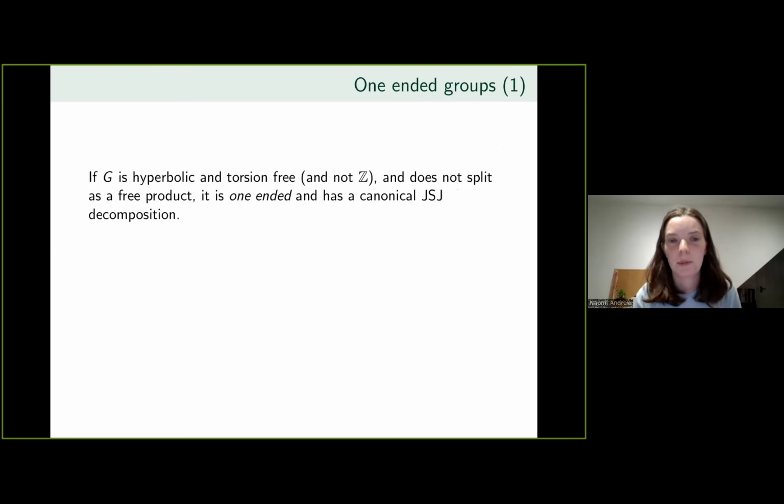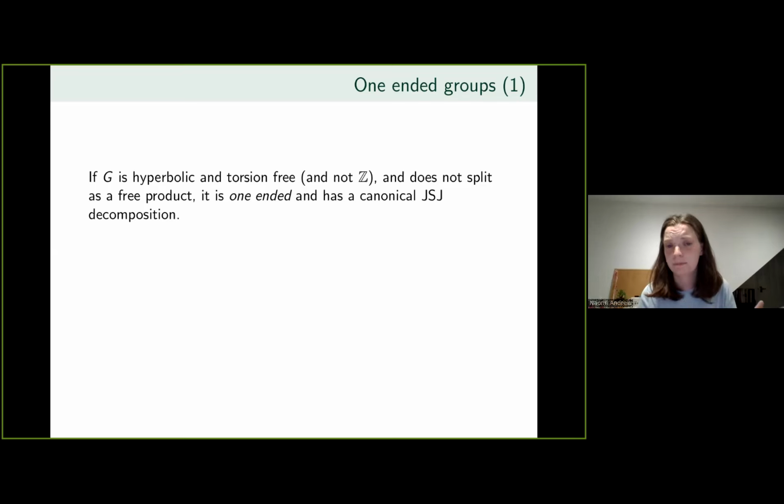Now I need to do something with the base cases. And I actually need some of the hypotheses I had to begin with. This free product argument is very general, as long as the groups you allow to be free factors behave. So if G is hyperbolic and torsion free, which is more restrictive than the theorem but easier to explain, and not infinite cyclic, and doesn't split as a free product.